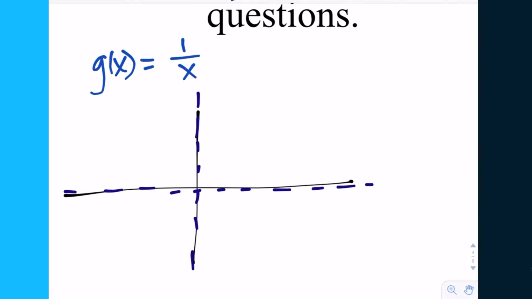1 over x has a vertical asymptote on the y-axis and a horizontal asymptote on the x-axis, and the reciprocal of a positive number is a positive number, and the reciprocal of a negative number is a negative number. So there's your function 1 over x. It's a hyperbola. Hi, hyperbola. How you doing? But it's rotated 45 degrees. It lives in quadrants 1 and 3 with 2 asymptotes that are the x and y axes.